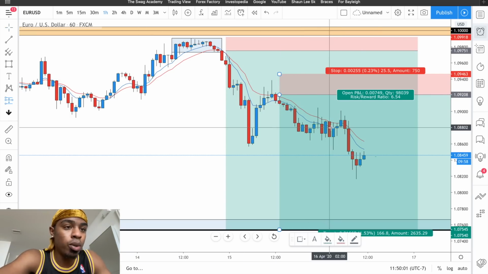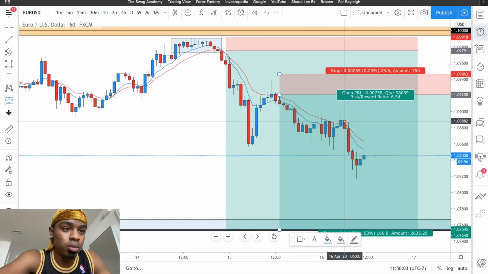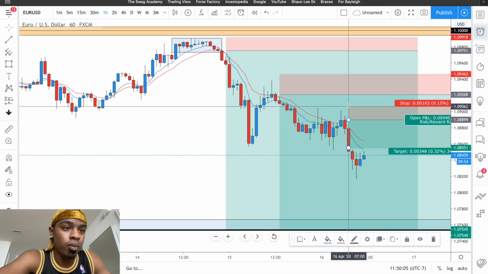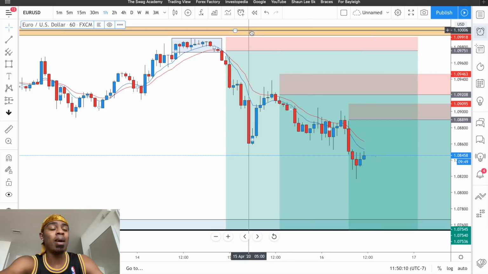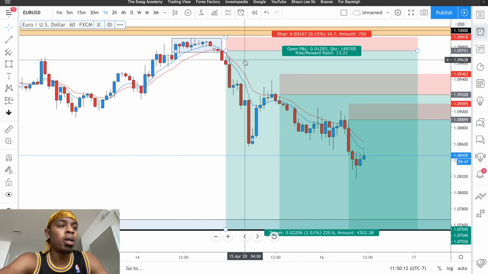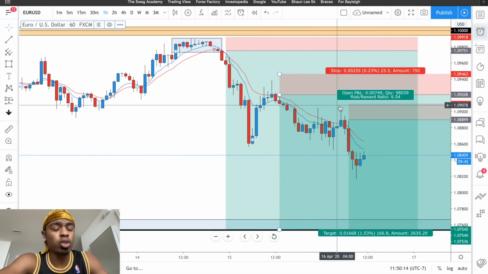And then this is now a new entry. Close of this, moving average still crossed over, lower high, new structure. You have to know structure, lower high. Now I have 3 trades all going in the same direction. This one and this one are in profit. So it's a risk-free trade.